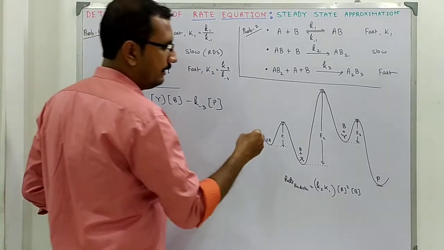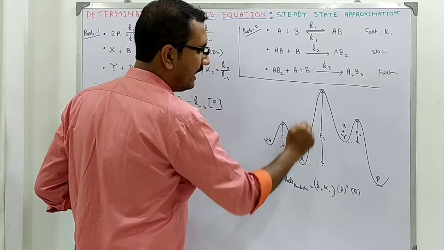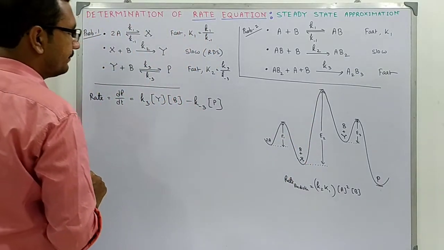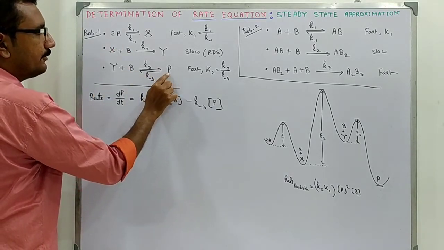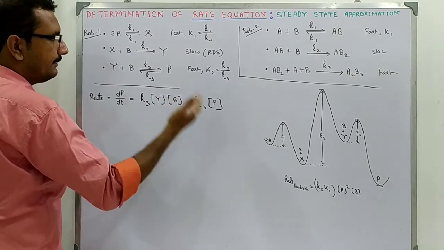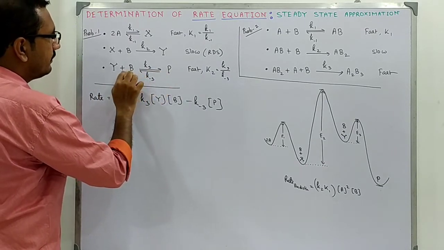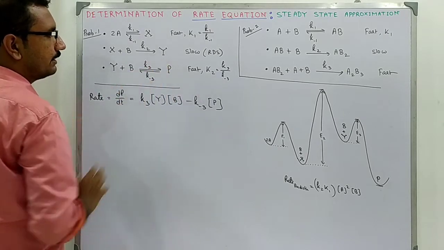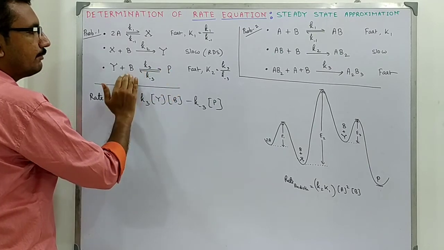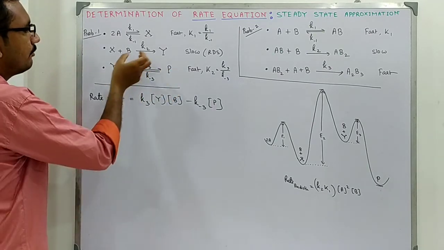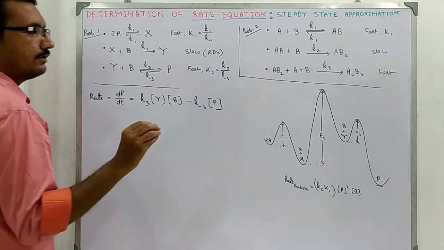This step is fast, and we have the production of y from this x. When y is very less, there will be less formation of product, and when y is getting accumulated, there will be more conversion of this y to product. Also, with increase in product, there will be increase in the backward reaction. So, a time will come where the concentration of y will remain constant for a while. That is an approximation, but the approximation is good.